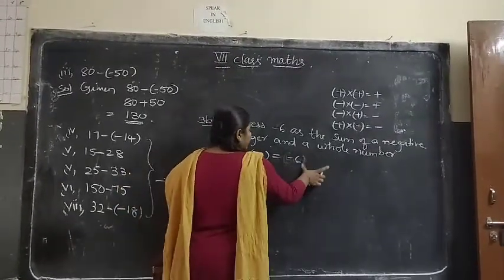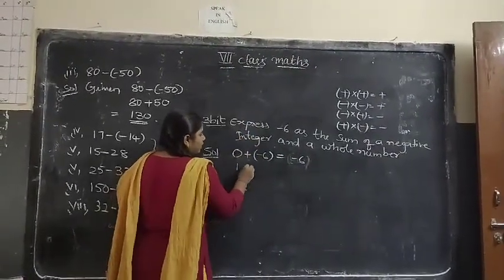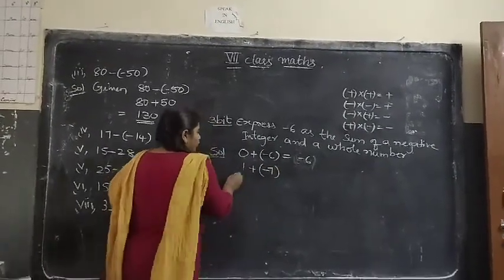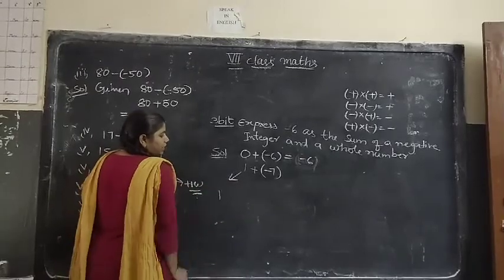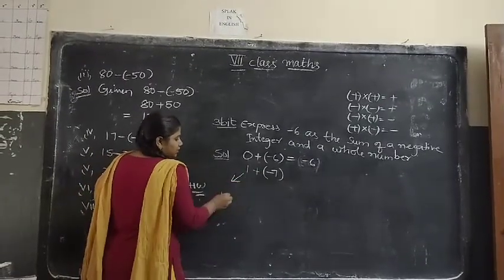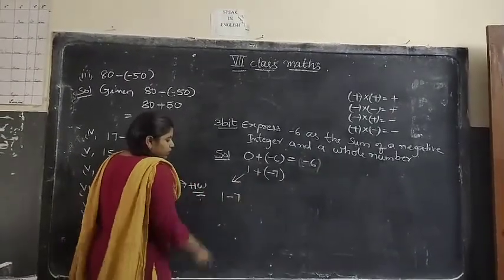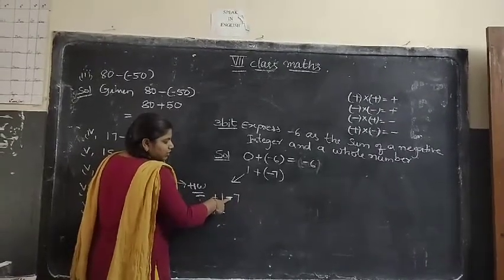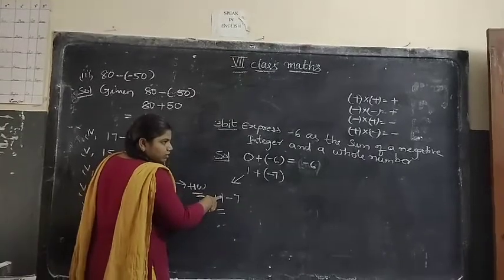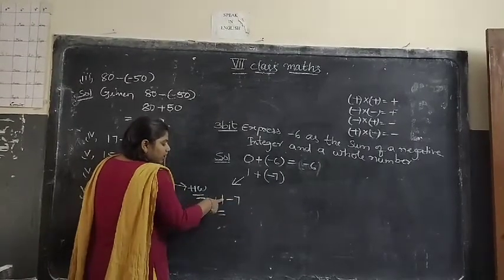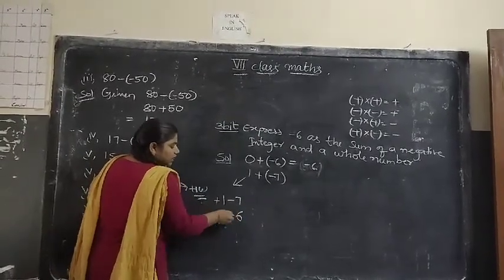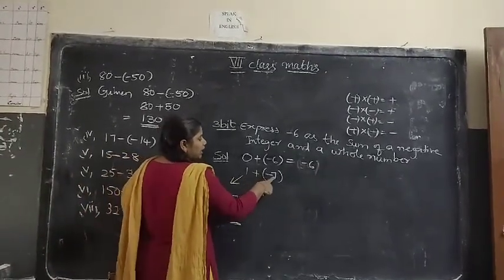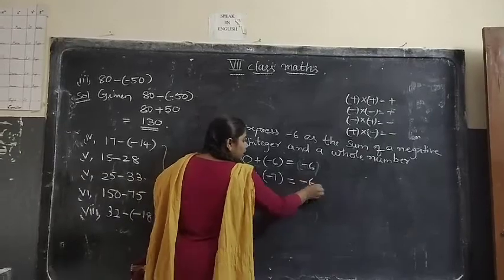In the same way, for 1, how much will you add to get minus 6? That will be minus 7. How can you say this? 1 I am writing as plus 1, and plus 1 plus minus 7. Plus into minus is minus. Minus means from the bigger number you subtract the smaller number. 7 minus 1 is 6, and the bigger number's sign is minus. So you got minus 6. That is, 1 plus of minus 7 will be equal to minus 6.